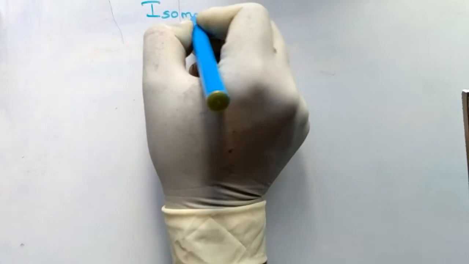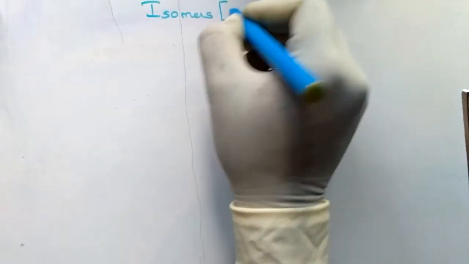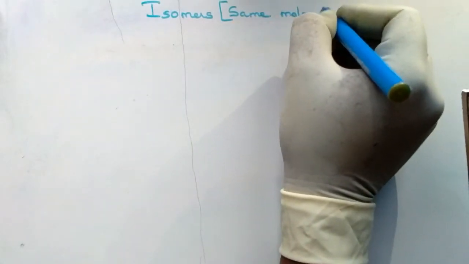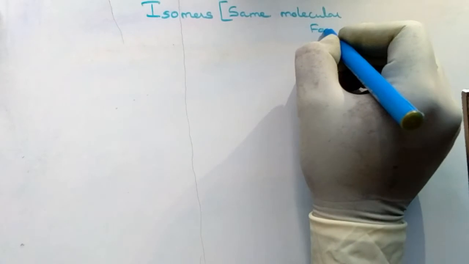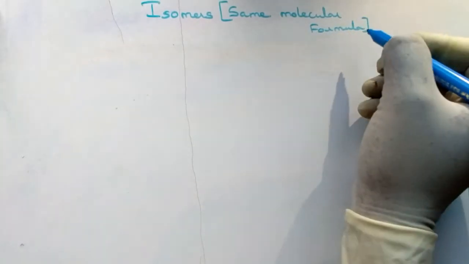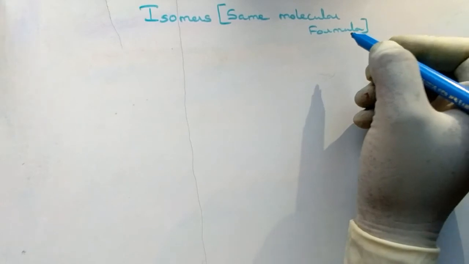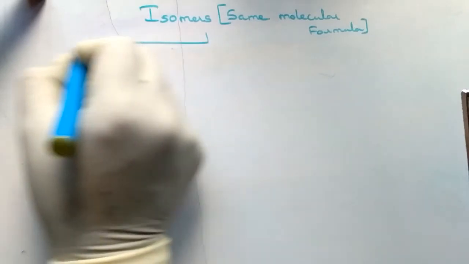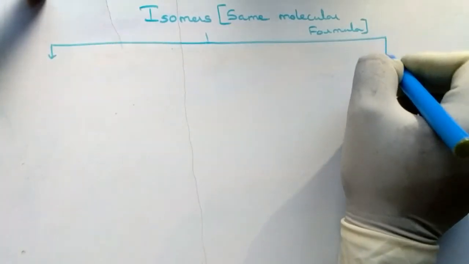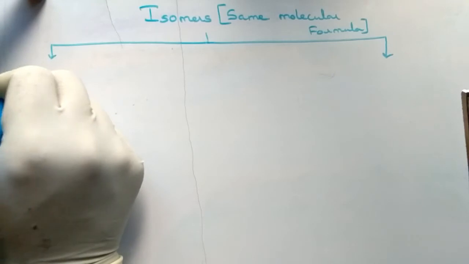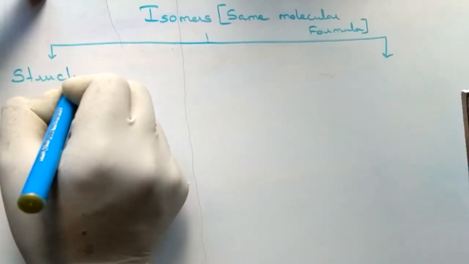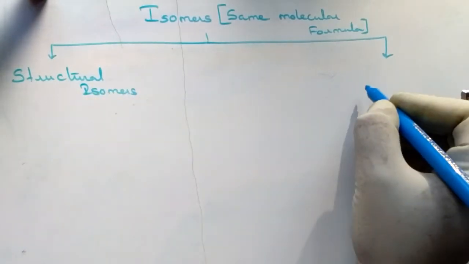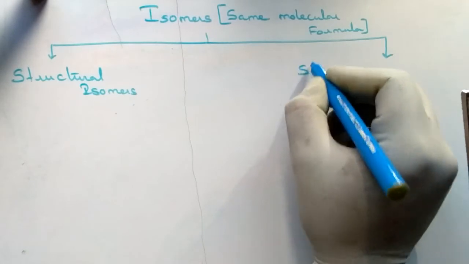Next, we are going to see an important topic, that is isomers. Isomers are the compounds having the same molecular formula. There are 2 types of isomers. They are structural isomers and the next one is stereoisomers.